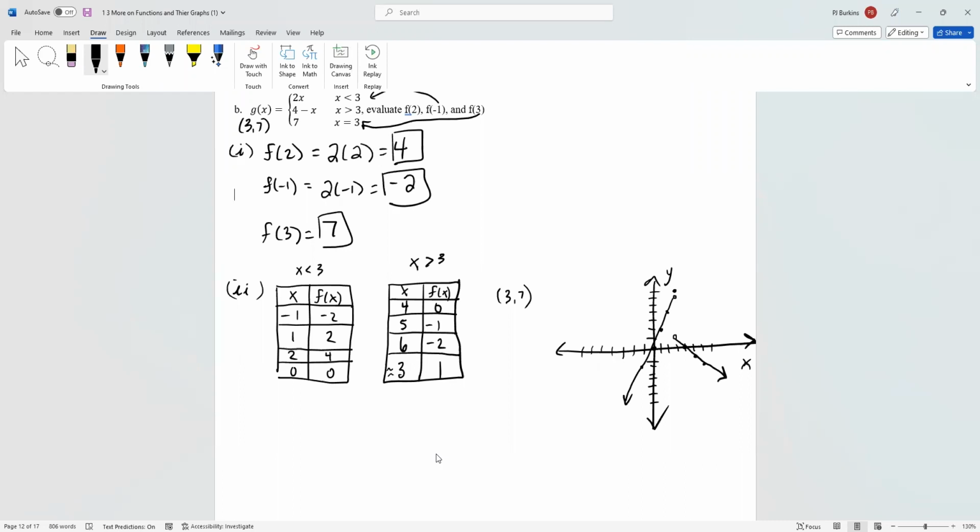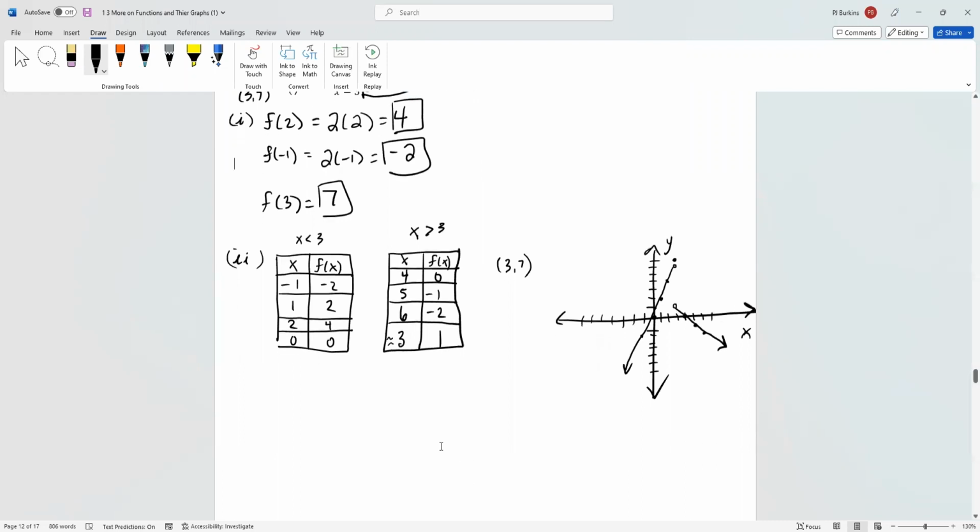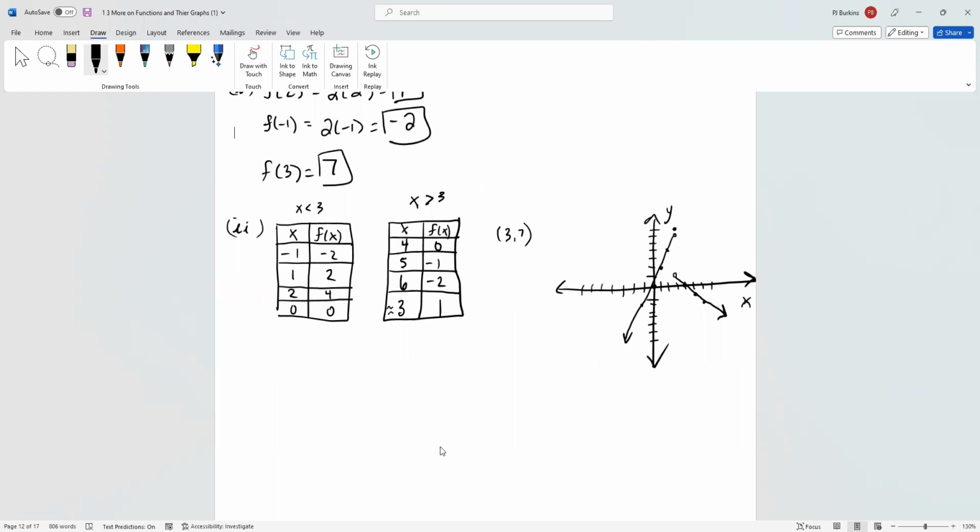Okay, so what values do we pick up for our range? Well, let's do domain first, just to be complete. So what values of x? Well, it continues on forever this way. We get x equal 3, and then it continues on forever that way as well. So the domain looks like it's going to be all real numbers, right?